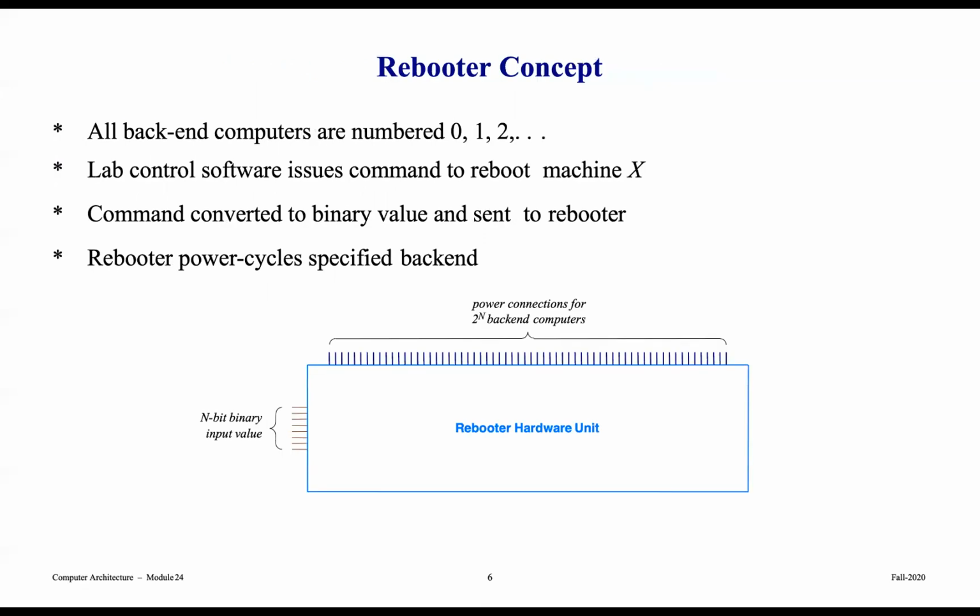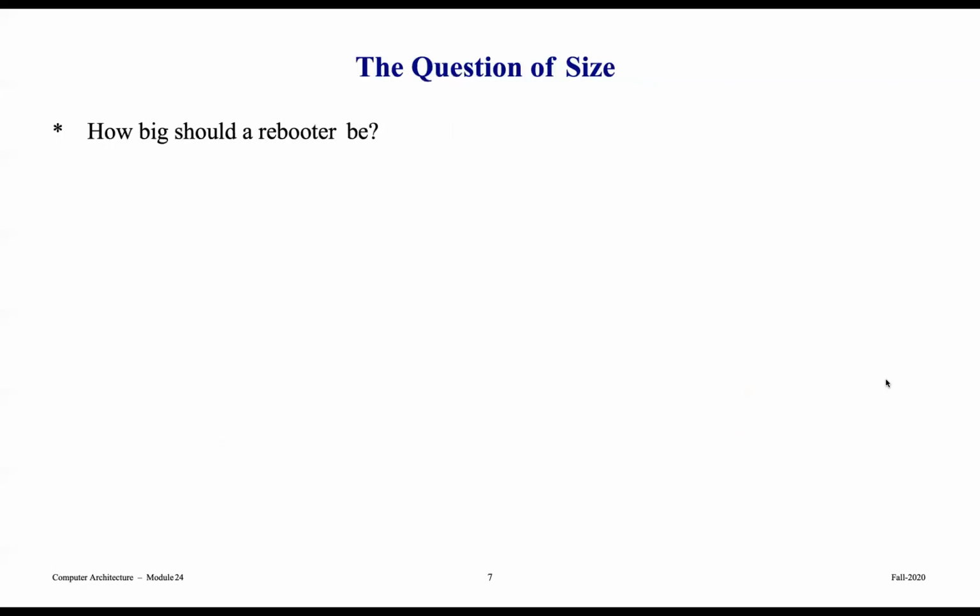So here is what that could look like. All back end computers are numbered, and the control software issues the commands to reboot. The command is converted to a binary value and sent to the rebooter, and the rebooter power cycles the specified back end. So which one do you need to reboot? Here's some control logic and a way of doing that.